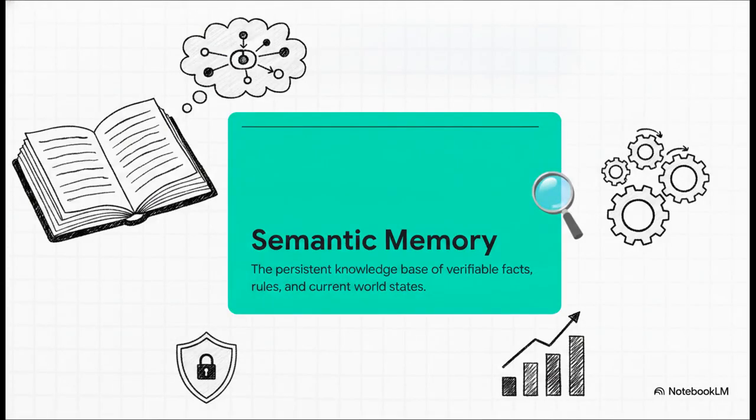Then we have semantic memory. Now, unlike episodic traces, which are just event logs, semantic memory tracks what is true. This is your persistent knowledge base of verifiable facts, rules, and current world states. It persists indefinitely, and obviously it requires constant updating and versioning as your enterprise knowledge inevitably changes.